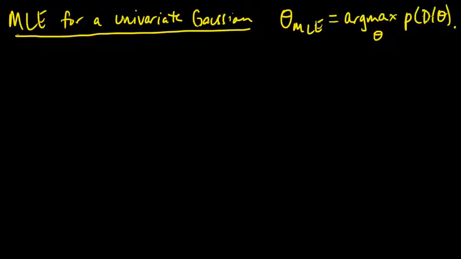So in general, the MLE for a parameter theta, the maximum likelihood estimator, is the value of theta that maximizes the probability of the data. It maximizes this likelihood function, the probability of the data given that value of theta. And so what is theta going to be for us in this case?